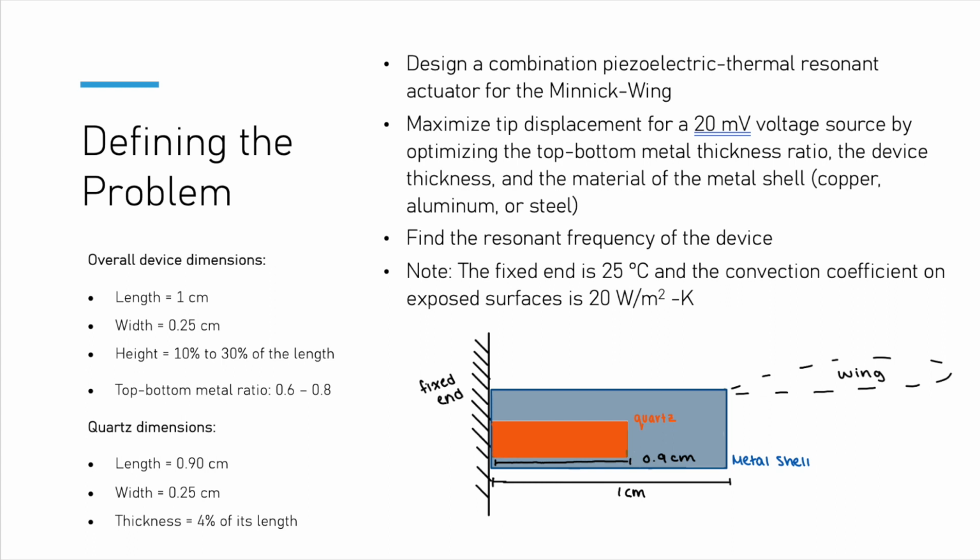The outer faces of the device all experience heat transfer via convection with a convection coefficient of 20 watts per meter squared Kelvin. The actuator design consists of a quartz piezoelectric layer with a metal shell. First, we must determine whether to use copper, aluminum, or steel, and then we need to determine the ideal aspect ratio of the device and the ratio of metal on the top and bottom of the shell.